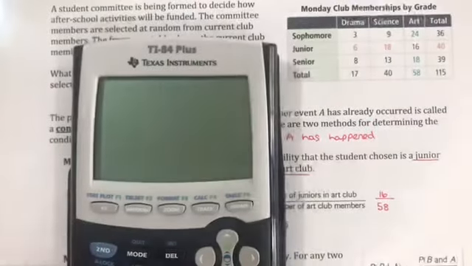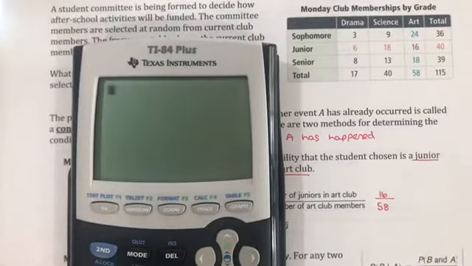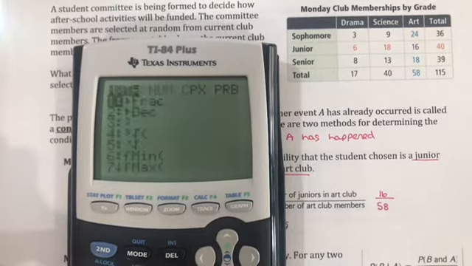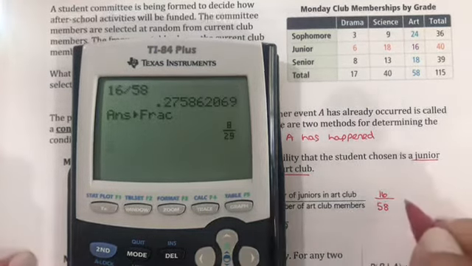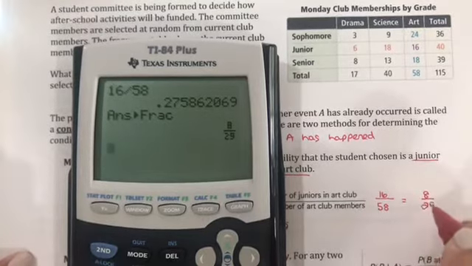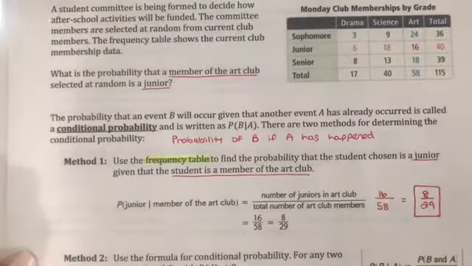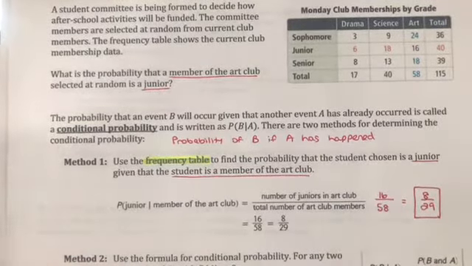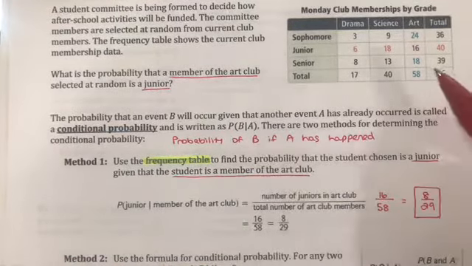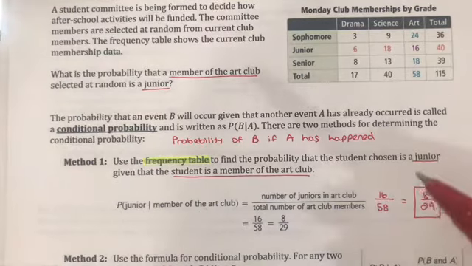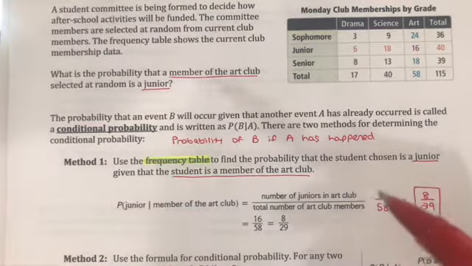Now, if I were to reduce this fraction, I've showed you guys how to do this before. If you want a percentage or decimal, that's fine. If you hit math, frac, you end up with the reduced fraction of 8 over 29, okay, which is what we have right over here. Now, you're not always going to be given a data table like this where you've got all the information handy, or maybe you're just looking for a different way to do this.